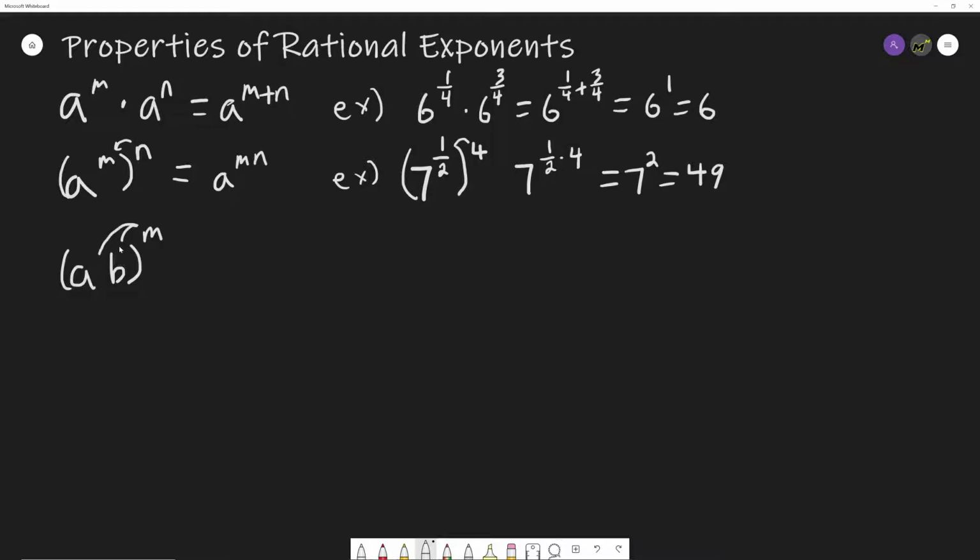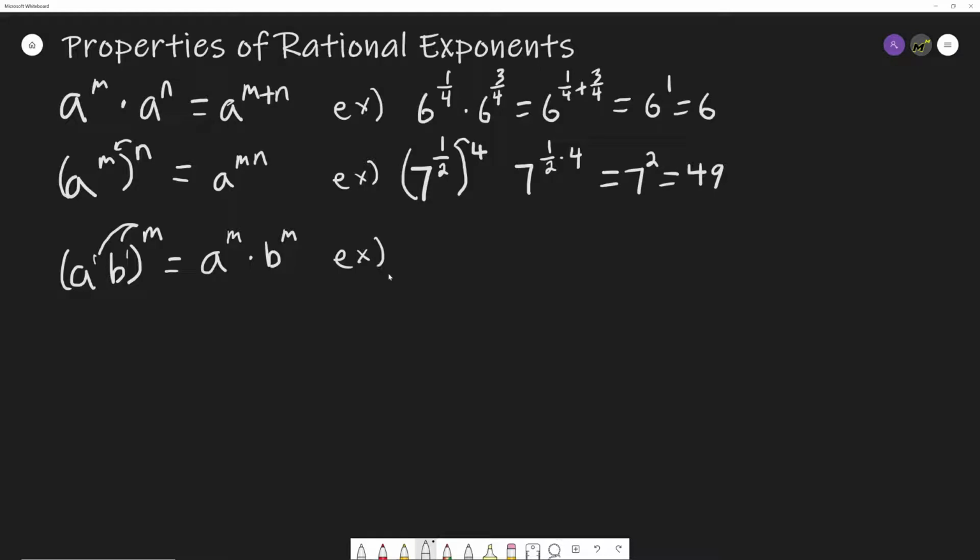Right now, it's just a 1 here, a b to the 1st power, a to the 1st power. You could write those ones in, you don't have to, it might help you. That basically means we'd have a to the mth power, or 1m power, times b to the mth power.